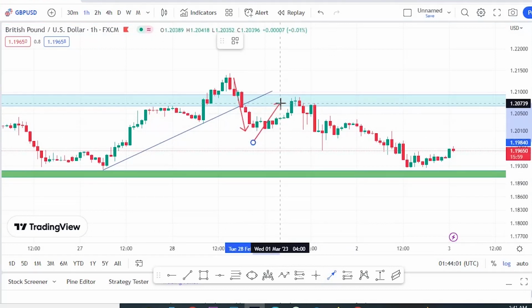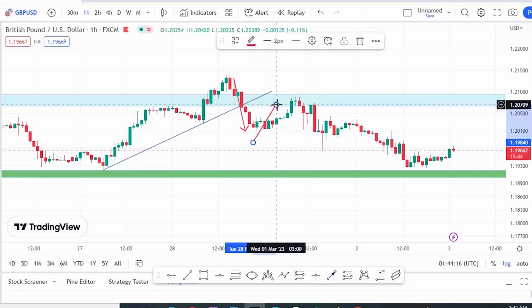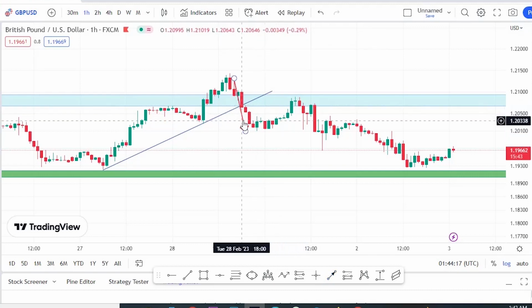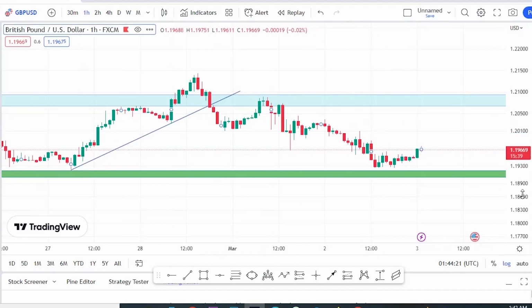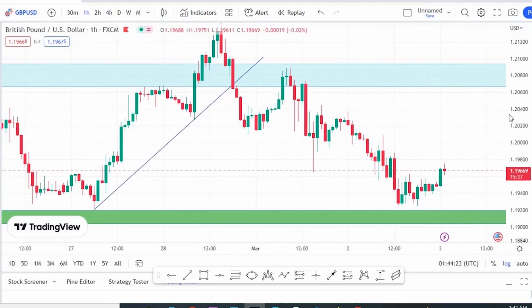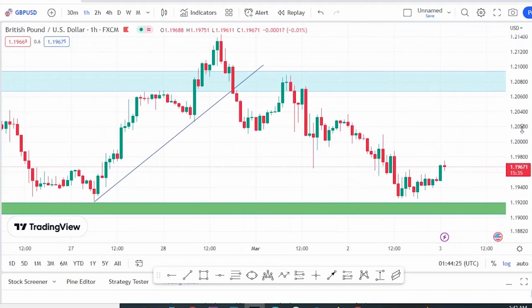Price came back for a retest on the daily resistance, and on the daily resistance I still had to see some confirmation first before entering the market. So I just waited for price to resist the daily resistance very well before I took my entry right at that point.